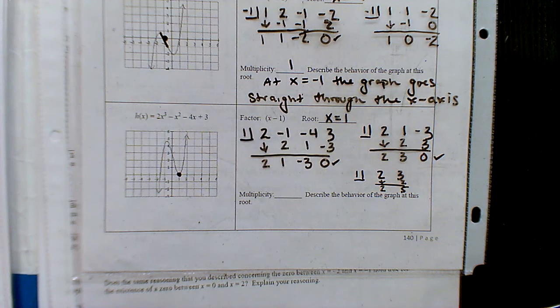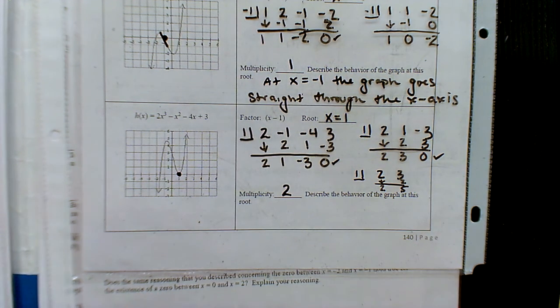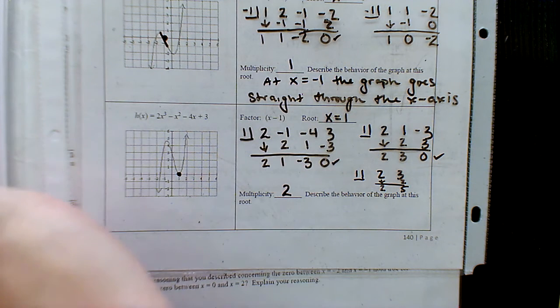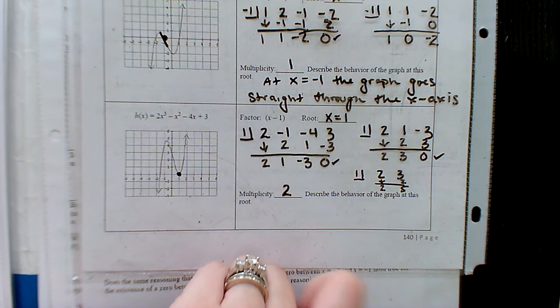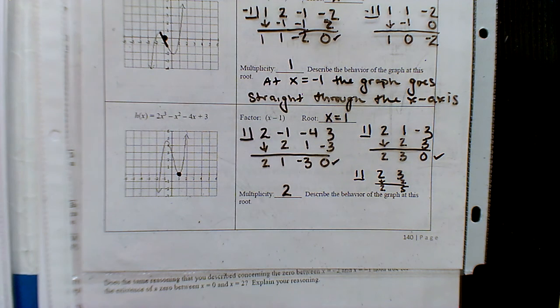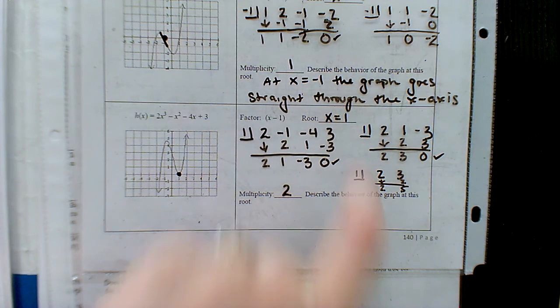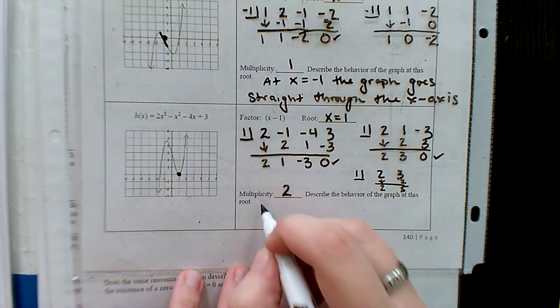Based off the synthetic division, what would we describe as the multiplicity? How many times is it a factor? Yeah, 2. All right. So without looking at the graph, okay, don't cheat just yet. Describe the behavior of the graph. Okay, so based off those connections at the top of the page, what should the graph look like at this x-intercept? Yeah. The graph just touches the x-axis.